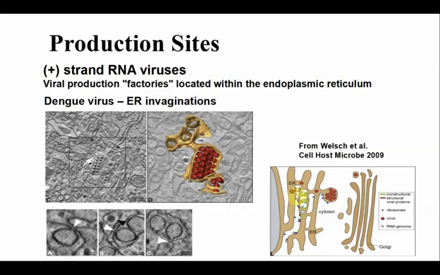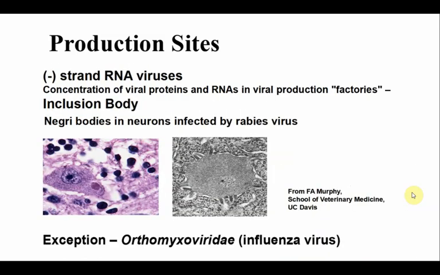So as the virus particle forms here, the RNA is transferred from this compartment into the new virus capsid, which then goes out through the secretory pathway and is released. Okay, so that's how one example of a plus strand virus does this.